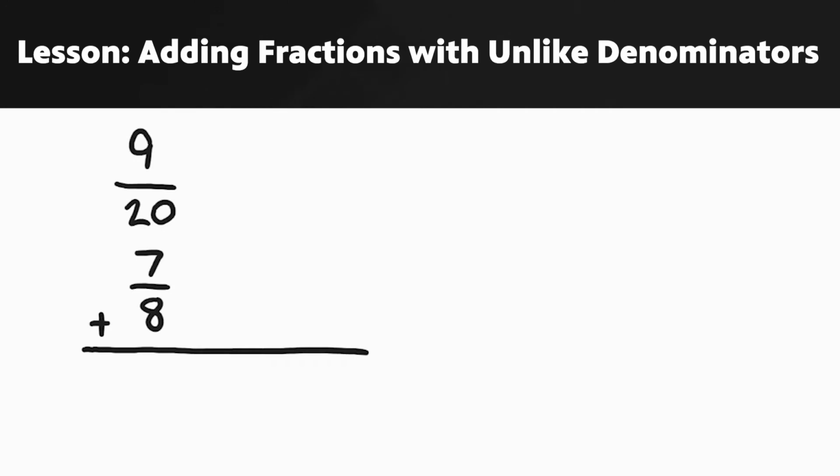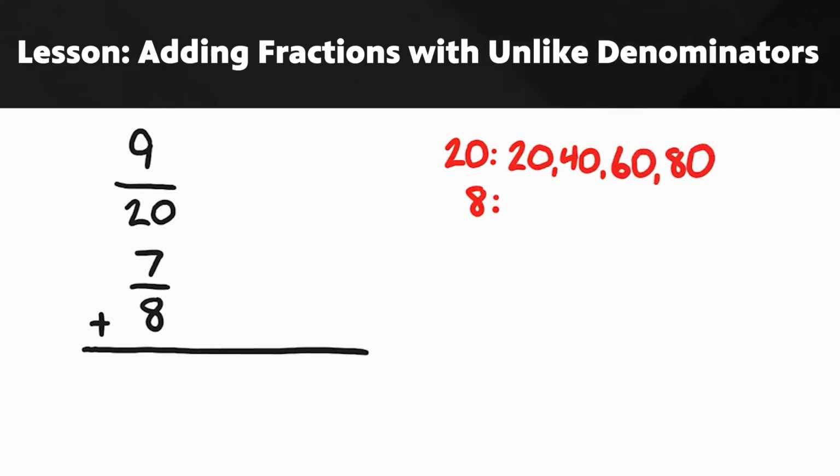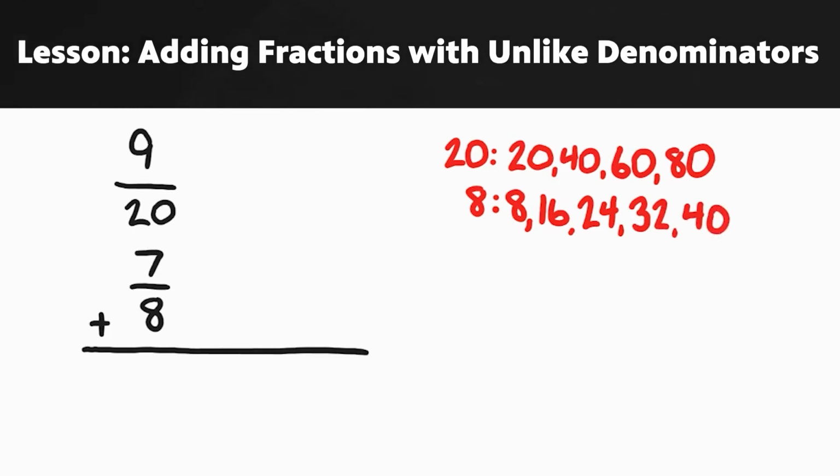For our first problem, I've already set it up vertically, so we're ready to find the least common denominator. Let's list our 20s and 8s. For 20, we've got 20, 40, 60, 80. I'm just counting by 20s, right? For 8s, we've got 8, 16, 24, 32. No matches yet. Well, that means we need to just keep going. So after 32, we'd have 40. And boom, there's our match. Let's circle it and make it our new denominator.